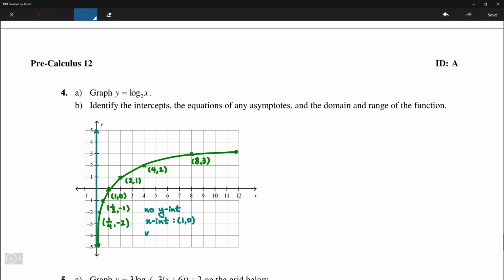Okay, the vertical asymptote, as we said before, is just x equals 0. And finally, the domain and range. The domain is x is greater than 0 because the argument needs to be greater than 0. And the range is actually all real numbers. And that's it. So, just a review on what a logarithmic function should look like, this problem. Let's move on to problem number 5.